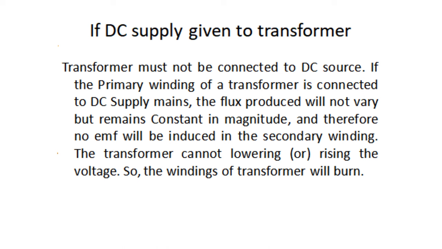A transformer must not be connected to a DC source. If the primary winding of a transformer is connected to DC supply, the flux produced is constant because it will not vary, due to the DC supply voltage, and therefore the change in flux d phi by dt is zero. Hence no EMF will be induced in the secondary winding. The transformer cannot lower or raise the DC voltage, so the winding of the transformer will burn.